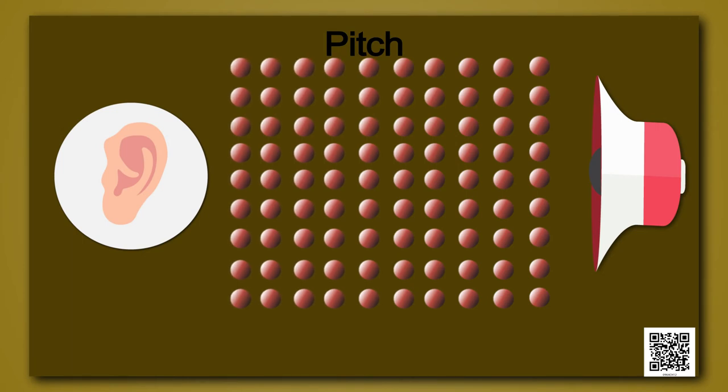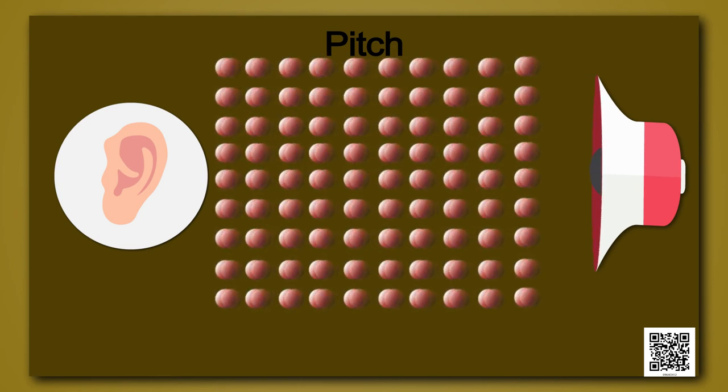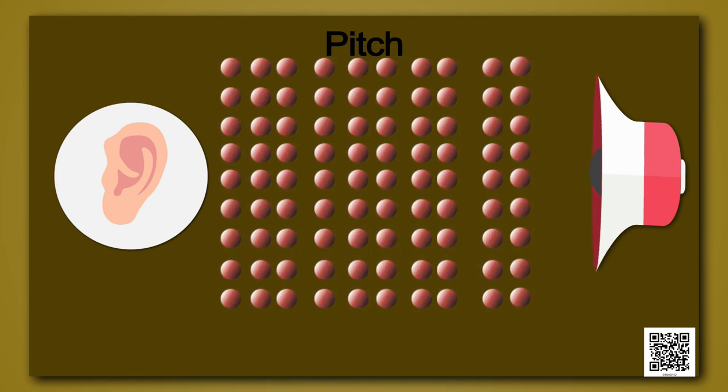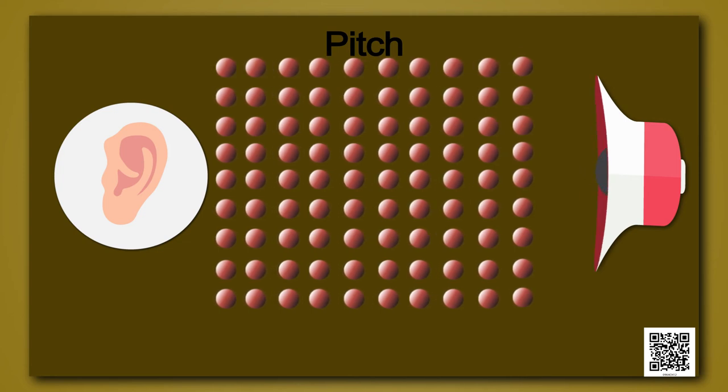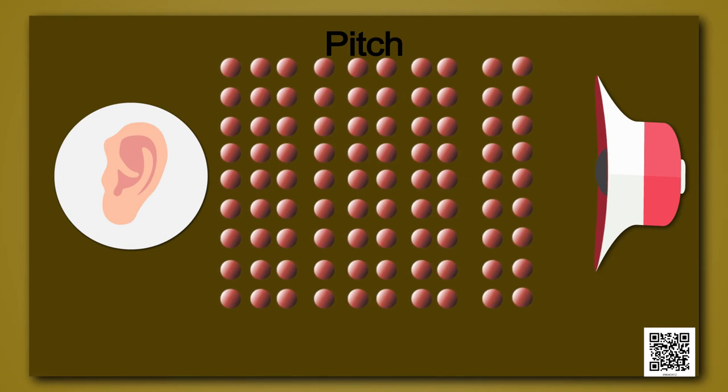Pitch. How the brain interprets the frequency of an emitted sound is called its pitch. The faster the vibration of the source, the higher is the frequency and the higher is the pitch. Objects of different sizes and conditions vibrate at different frequencies to produce sounds of different pitch.